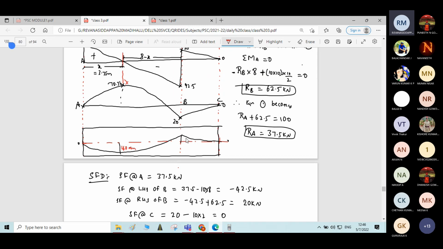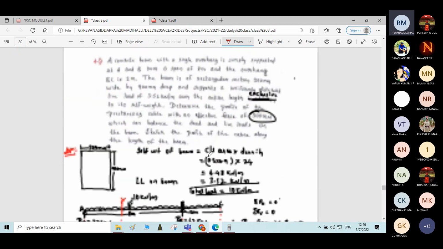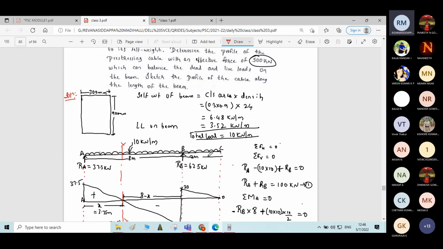Here the eccentricity should be 40 mm. So this is the suitable cable profile to counteract the external loads. This completes the problem. If you have any doubts, you can ask.